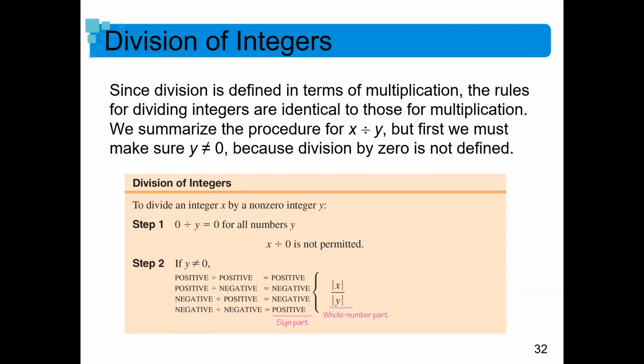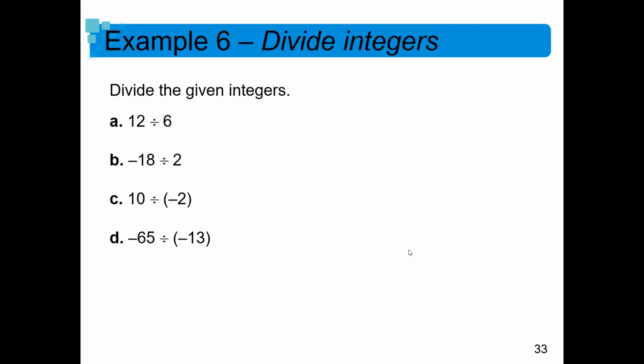And the only other time that your answer is positive is when both the dividend and the divisor are negative. So if you divide a negative number with another negative number, the answer is a positive number. And if the signs are opposite, then you should get a negative final answer.